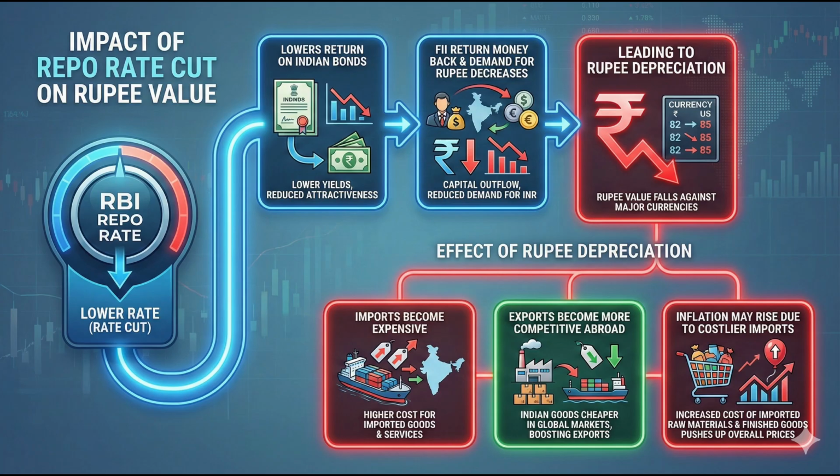C. Impact on rupee value. A repo rate cut usually puts downward pressure on the rupee. Why does the rupee weaken? Because foreign investors earn lower returns on Indian bonds and fixed income products. This may cause them to withdraw money from India. When foreign investors take money back to their home countries, the demand for the rupee falls, leading to rupee depreciation.